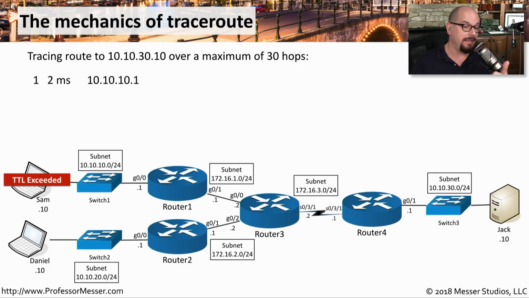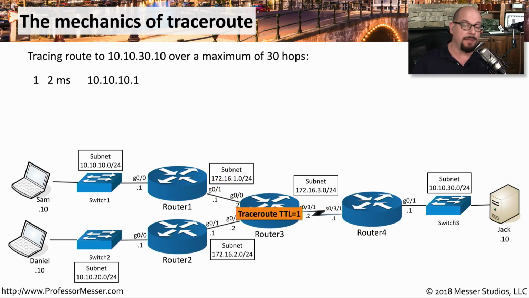Sam recognizes that that message came from router 1 and says, for this first connection, we received a time to live exceeded from 10.10.10.1. Now Sam's going to create another packet, and this one, the time to live will be equal to 2. That means it will make it to router 1, which will subtract 1 from the time to live number and send that packet on to the next router.